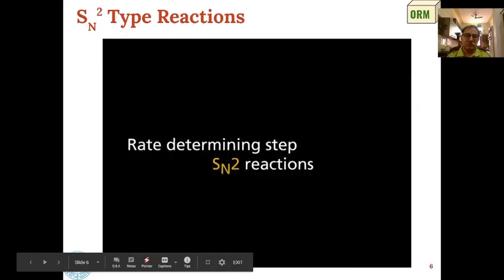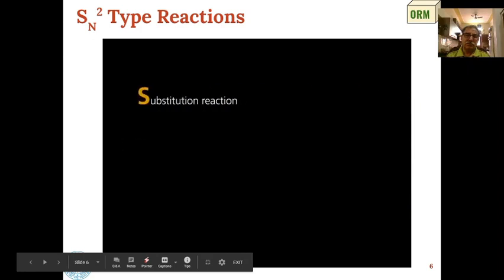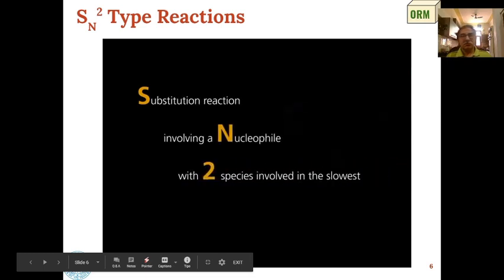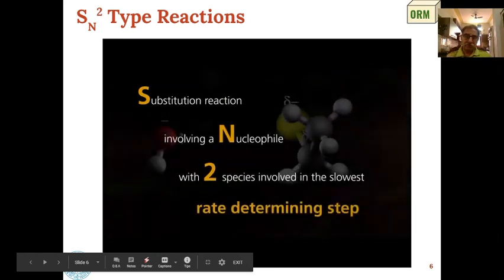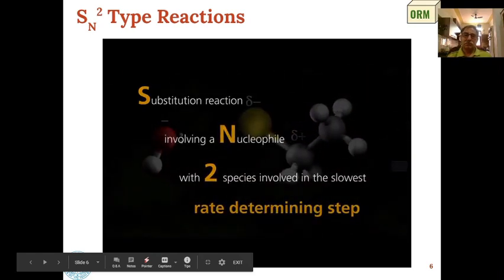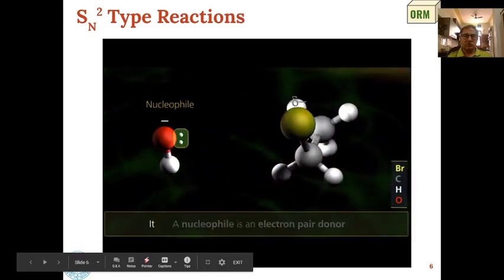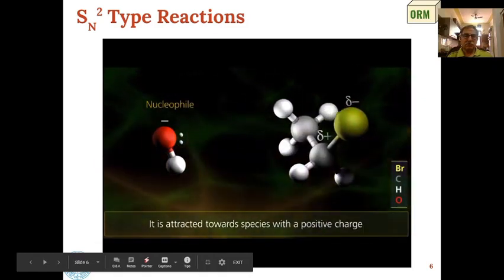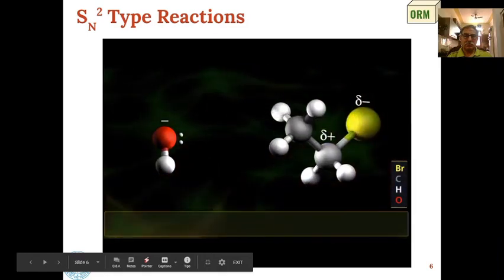Primary halogenoalkanes undergo SN2 reactions, where the S denotes a substitution reaction, the N shows the reaction involves a nucleophile, and 2 is the number of species involved in the slowest rate-determining step. A nucleophile is an electron pair donor. It is attracted towards species carrying a full or partial positive charge, with which it can form a dative covalent bond.